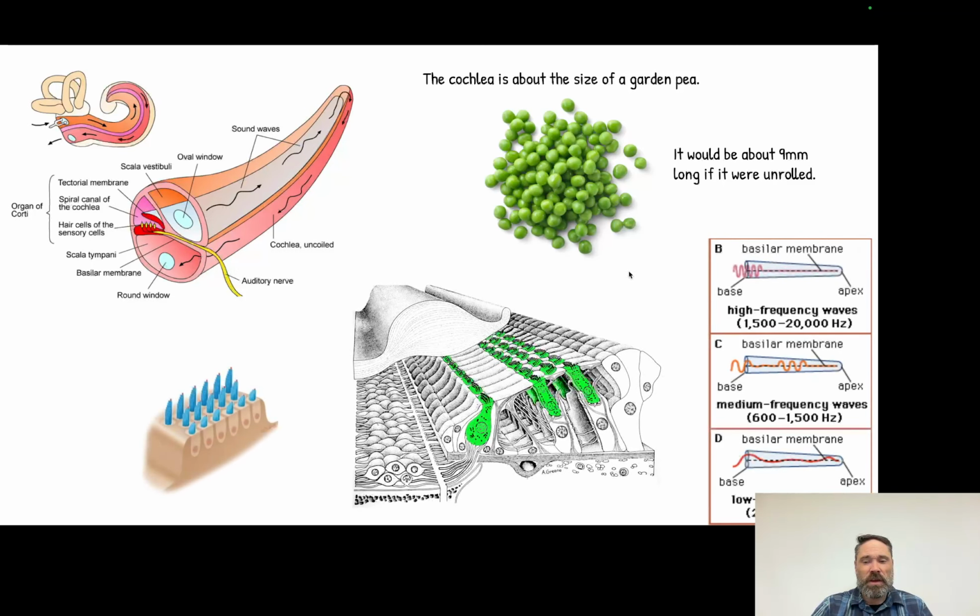In fact, the cochlea, even though it's the size of a garden pea, is about 9 millimeters if it were unrolled. That's not very big. 9 millimeters isn't even an entire centimeter. You can see the hair cells on the top of it.